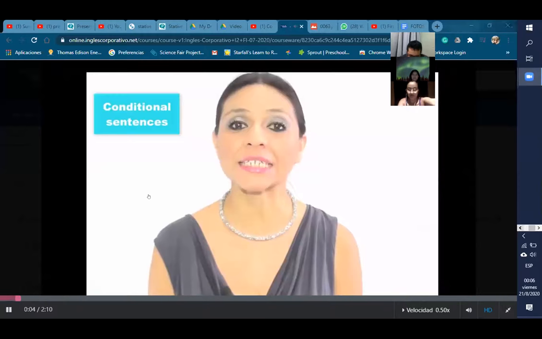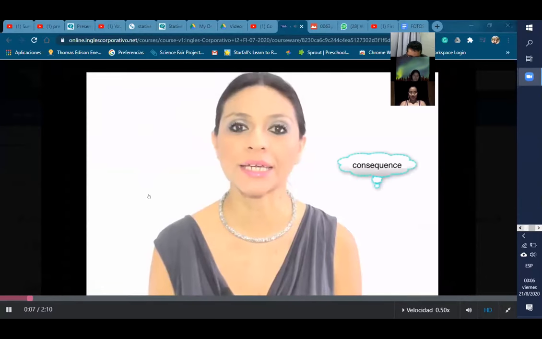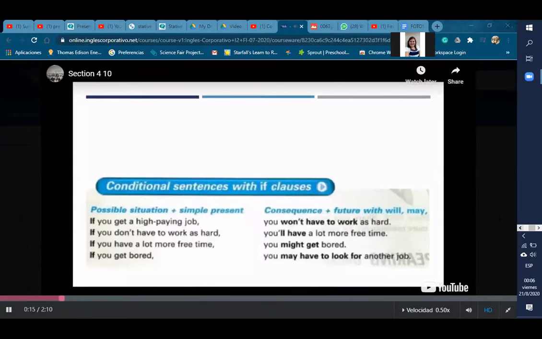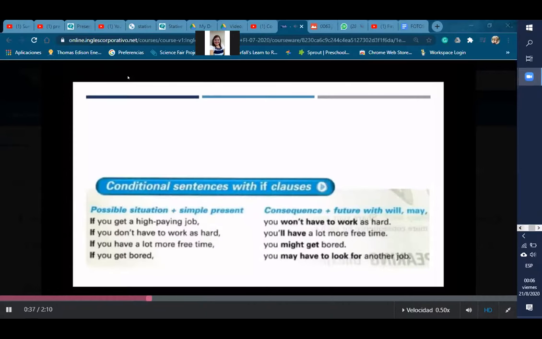Hi, we're about to study conditional sentences. A conditional sentence is formed by a possible situation and a consequence. Pay attention to the audio program for more explanation. Conditional sentences with if clauses. Possible situation plus simple present. If you get a high-paying job. Consequence plus future with will, may, or might. You won't have to work as hard. If you get a high-paying job, you won't have to work as hard. If you don't have to work as hard, you'll have a lot more free time. If you have a lot more free time, you might get bored. If you get bored, you may have to look for another job.